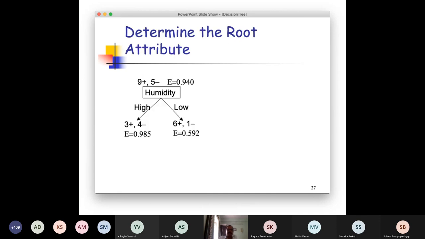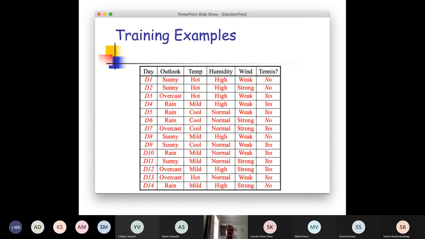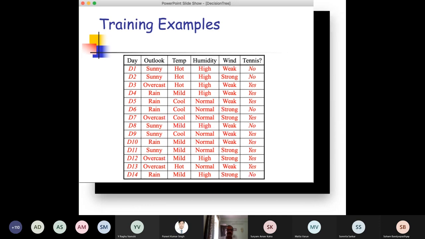If I just look at this particular data, there are 14 examples. Can you tell me what the class distribution is? For example, how many yes and how many no? It's simple counting. So 9 and 5. Okay, so you have yes 9 and no 5.